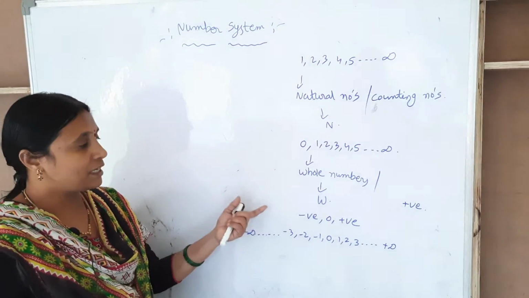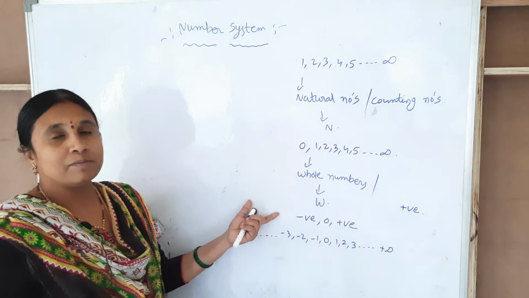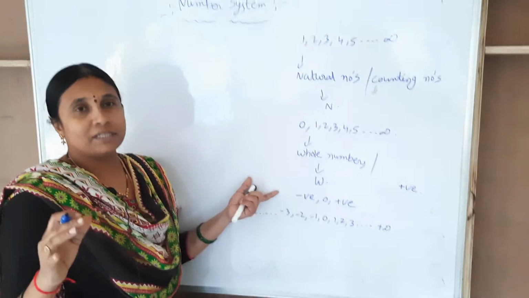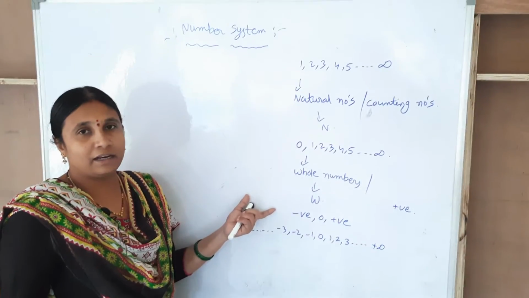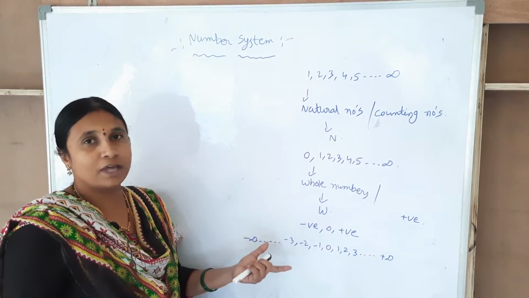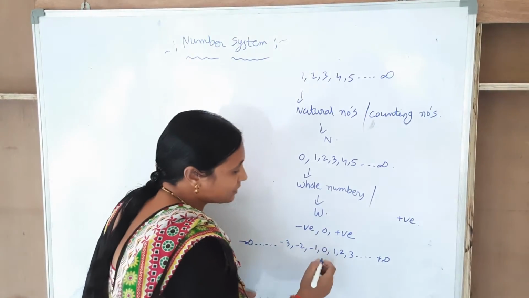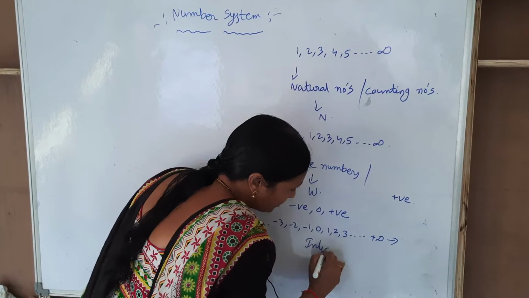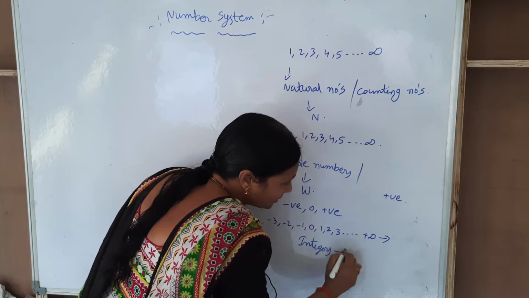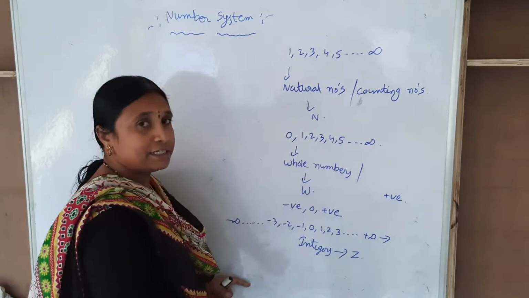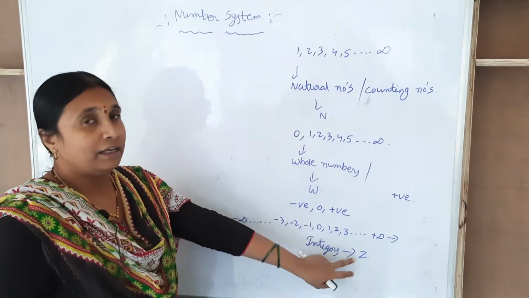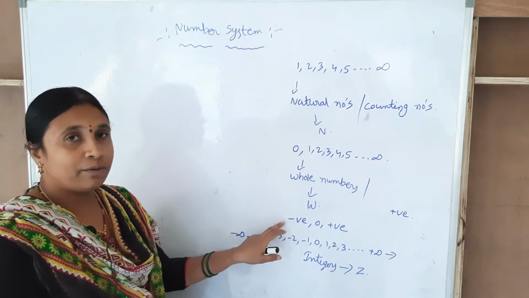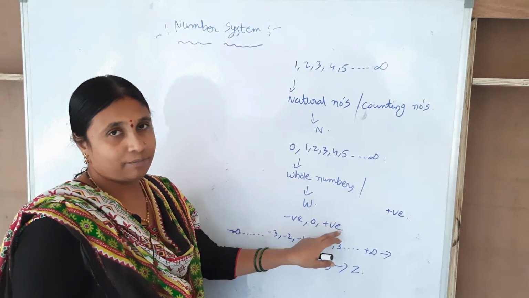Why were integers introduced? Sometimes we say that the temperature is in minus degrees centigrade. For that reason the integers were introduced. The integers are represented by the capital Z. The integers contain the negative numbers, 0 and the positive numbers.